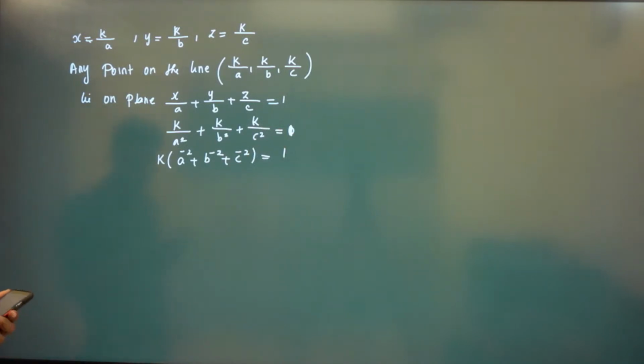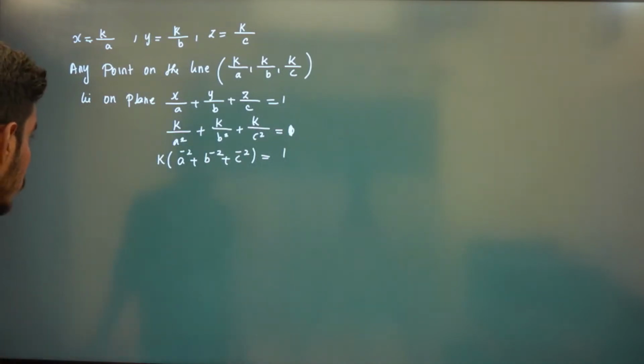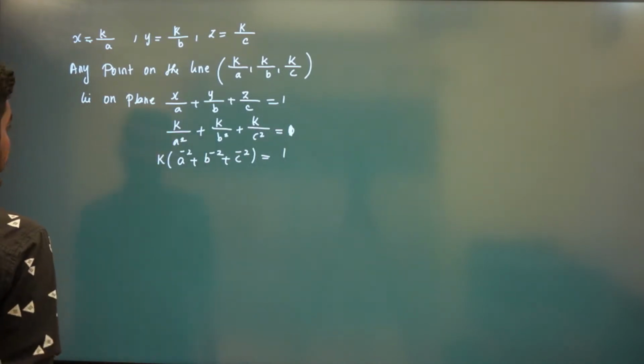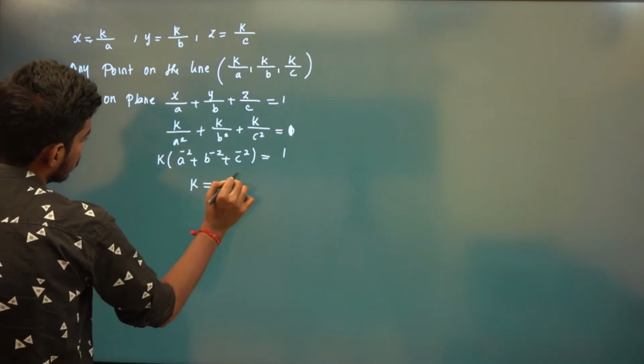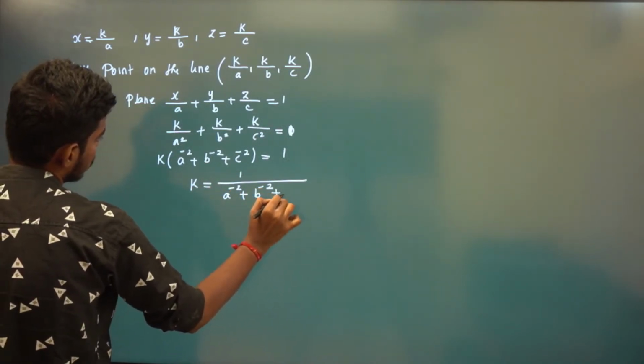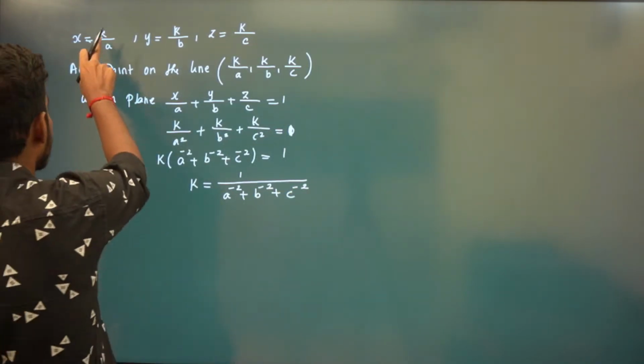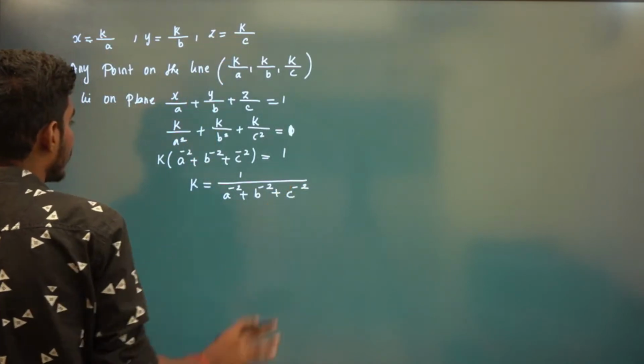Right? So we have k times a power minus 2 plus b power minus 2 plus c power minus 2 is equal to 1. That means the value of k is 1 divided by a power minus 2 plus b power minus 2 plus c power minus 2. What we are doing is we are trying to find the value of k in terms of ABC.